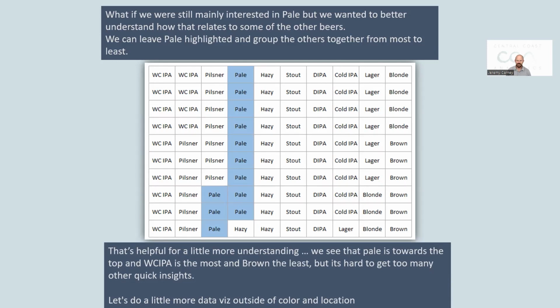What are some of the insights? We can see that pale is towards the top of the list, and West Coast IPA is the most, and brown down in the lower right has the least number of counts. But it's hard to get too many other quick insights.